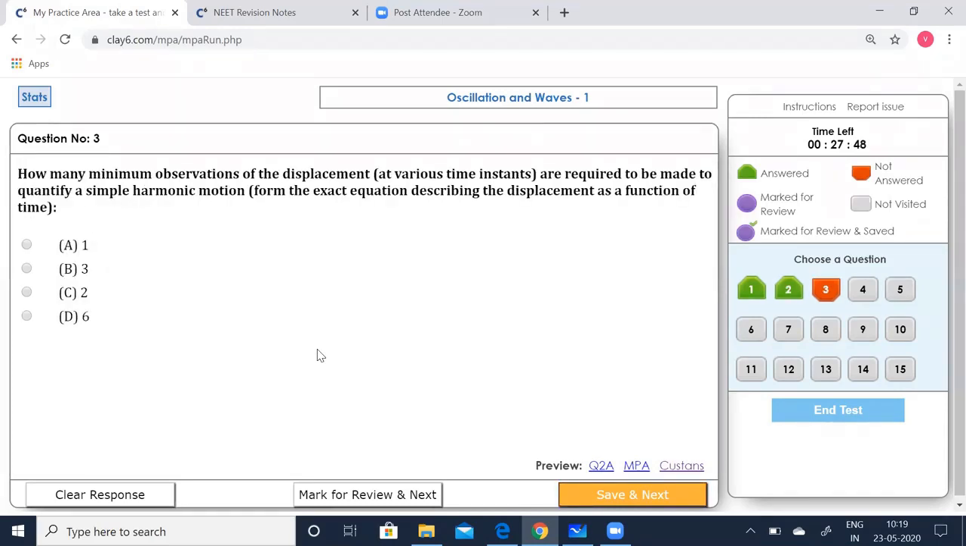How many minimum observations of the displacement are required to be made to quantify a simple harmonic motion from the exact equation describing the displacement as a function of time? All right. Generally, when we look into displacement related questions, you have three unknowns, that is amplitude, frequency, and phase constant. So if observations are made at 3 time intervals, then 3 simultaneous equations can be set. And they can be solved to describe the motion completely.